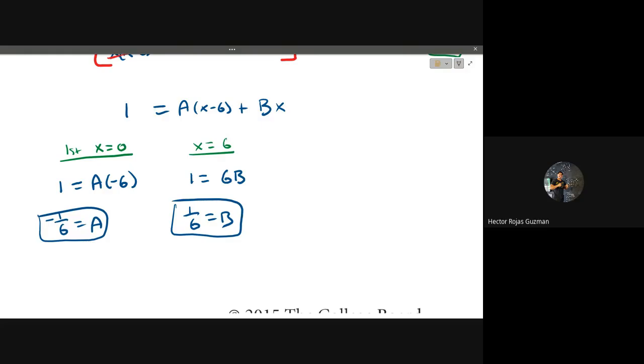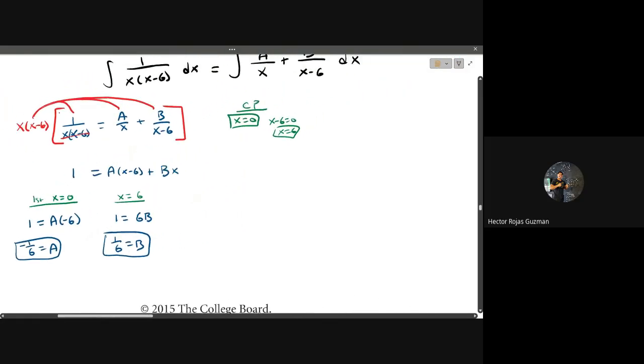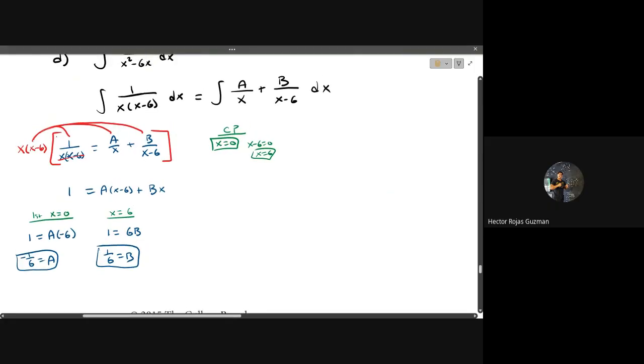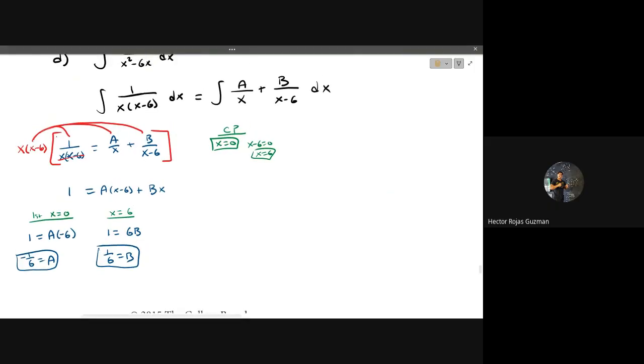I don't think we've earned a point yet, but we're about to earn 2 points. Finishing that integral, exactly. That integral where we had a over x and b over x minus 6 now becomes, I'm going to write it as negative 1/6 times 1 over x plus 1/6 times 1 over x minus 6. That gets you 2 points. The decomposition of the integral.